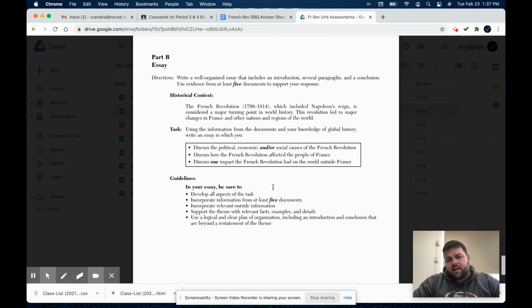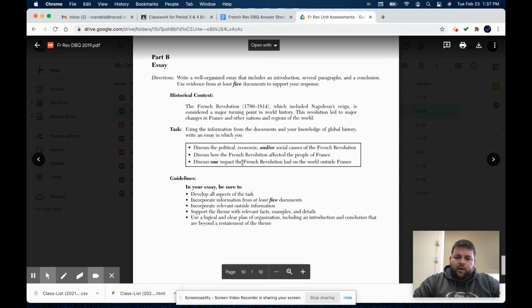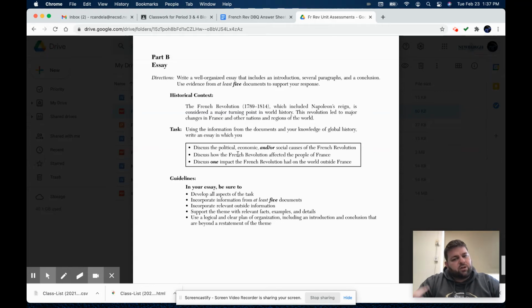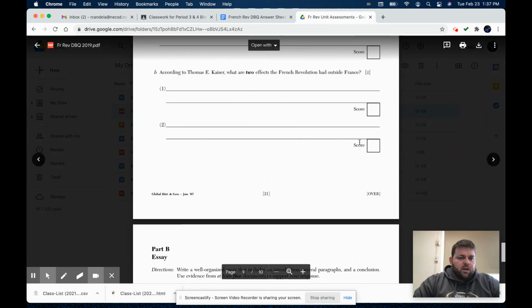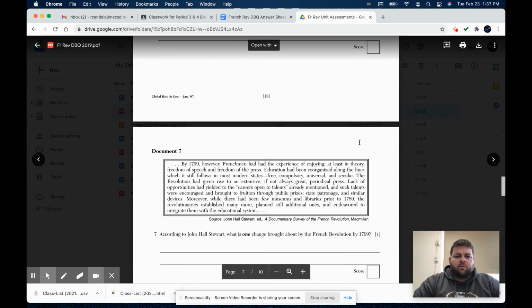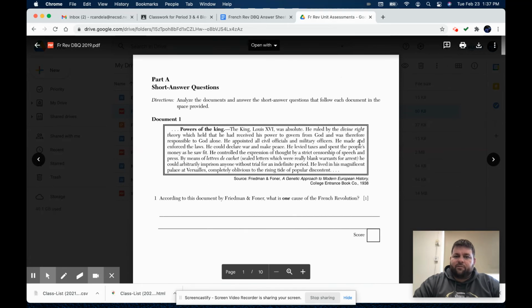So for this essay, you're going to have to use 5 documents in your response, 5 different documents in your response. So each bullet point is a body paragraph plus an intro plus a conclusion. Looks like 5 paragraphs to me. So the writing prompt on the Regents actually comes after the documents. So the documents come first. So you'll get a copy of this for yourself.